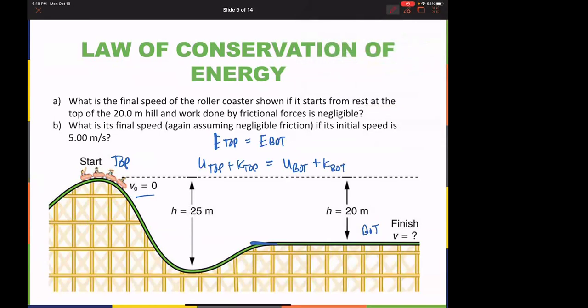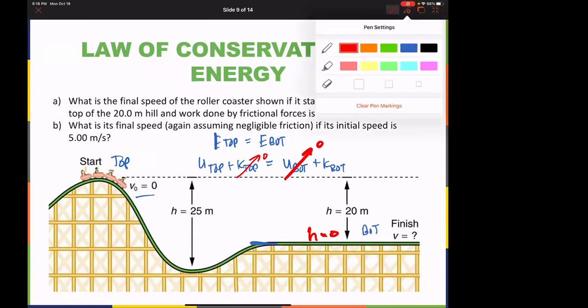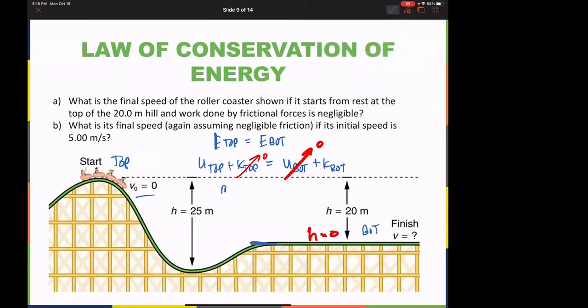Now, potential energy at the top, the velocity is 0, so it has no kinetic energy. We're going to call this our reference point, the bottom. So this is height equals 0. That means your potential energy at the bottom equals 0. So essentially our equation is mgy equals 1/2 mv squared.